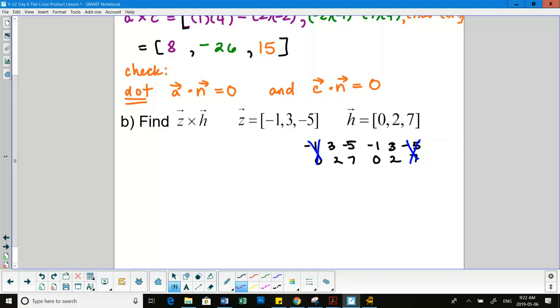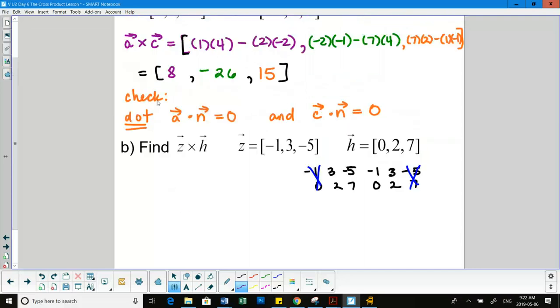Sarah? To check with the dot of like A dot N. Yep. Is N hiding somewhere, or what is N? N is our new normal vector here. So N is the normal vector to A cross C. So we'll just call this vector N. No problem.